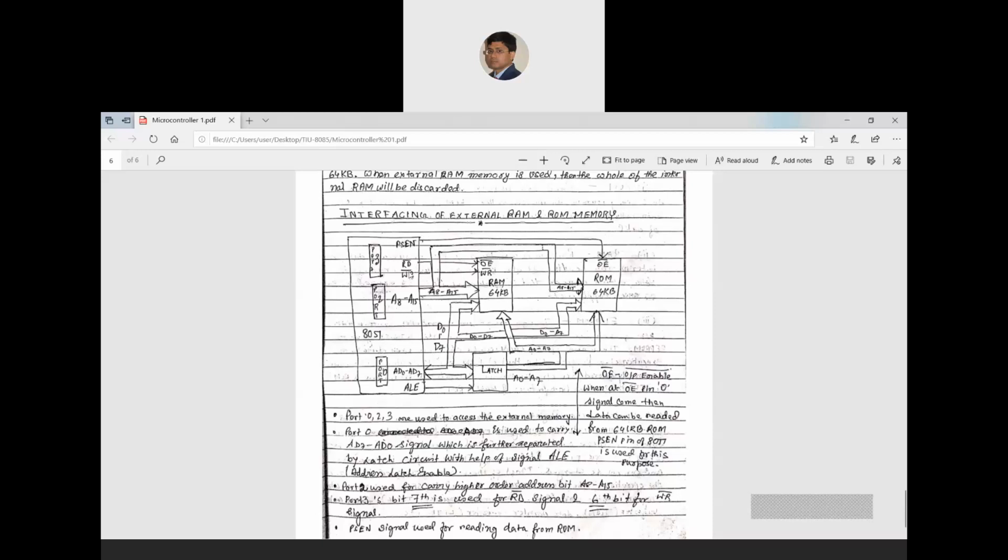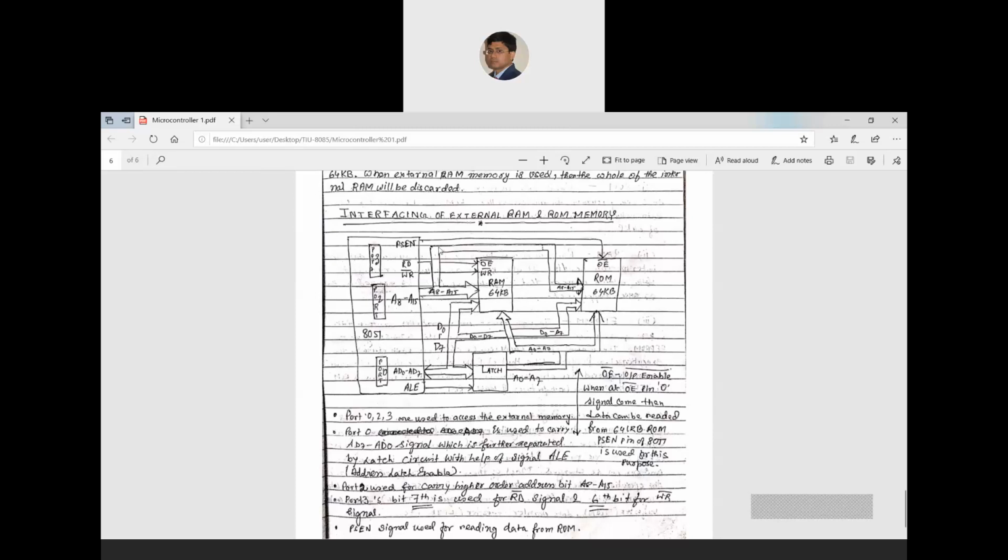I have to give RD bar and WR bar also. But the thing is, if you want to access both of these chips at a time, though there are two different kinds of address buses, the data bus is common, right? So at a time, if the RAM is sending some data and the ROM is sending some data, there will be a collision. To avoid that collision, the microcontroller enables only one of them at a time.